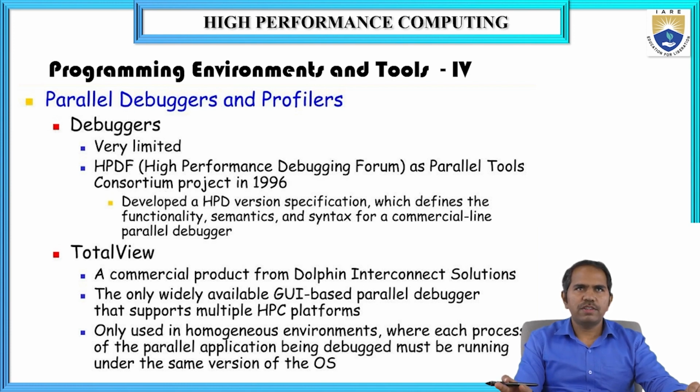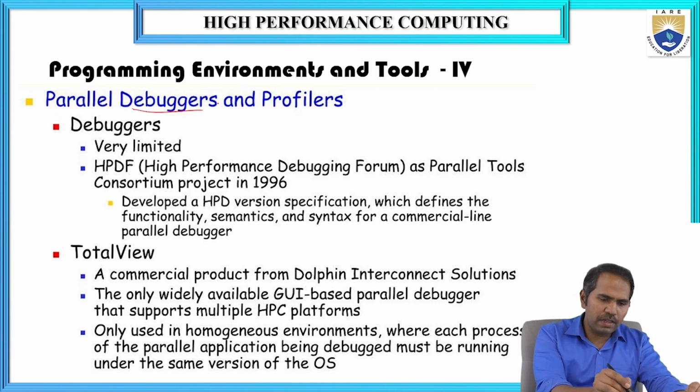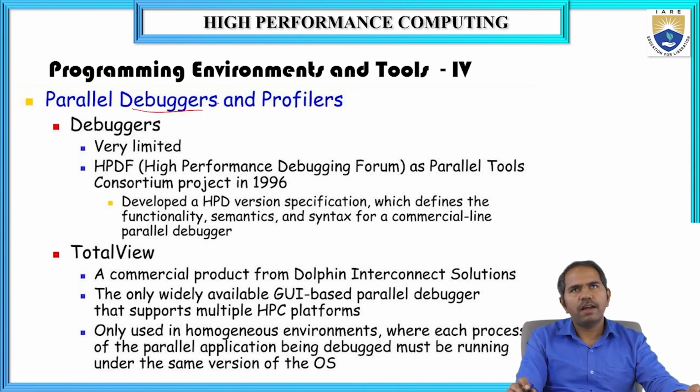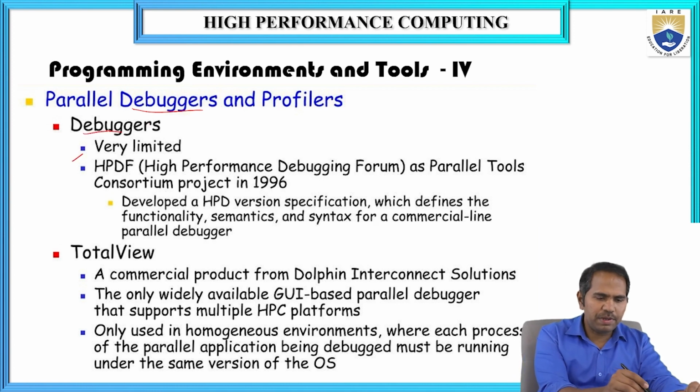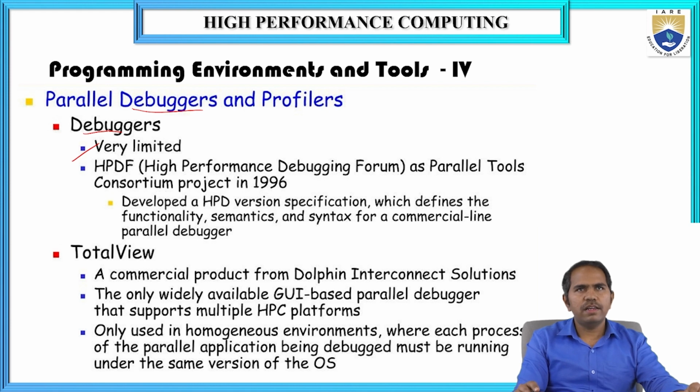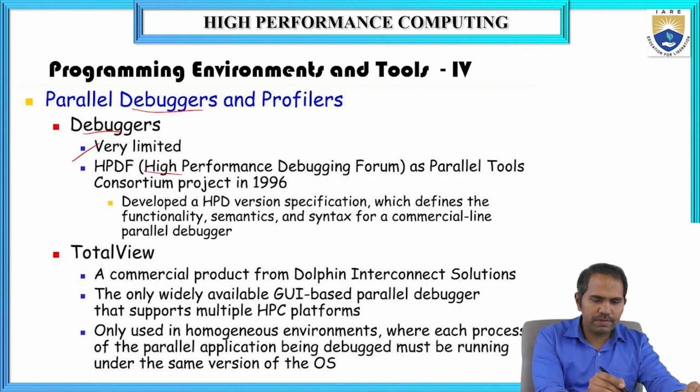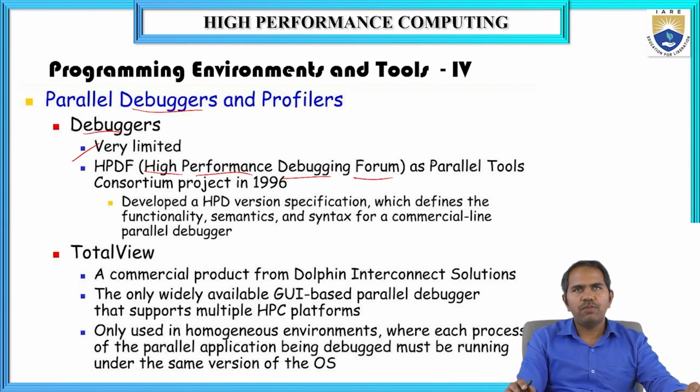In the fourth level we'll discuss parallel debuggers and profilers. Bug means errors, and debugging means correcting the errors. Debuggers are very limited, and they are used with HPDF. What is the full form of this? High Performance Debugging Forum. The short form we write is HPDF.